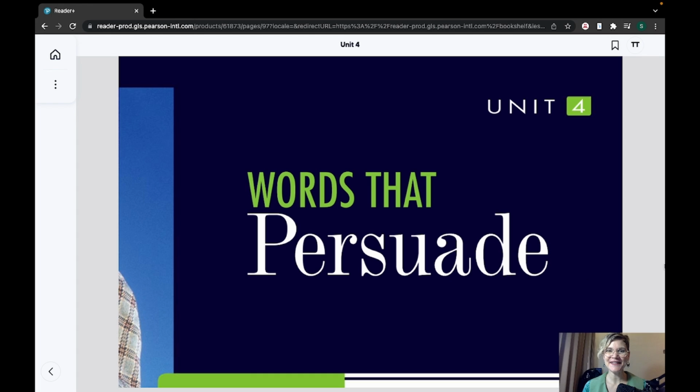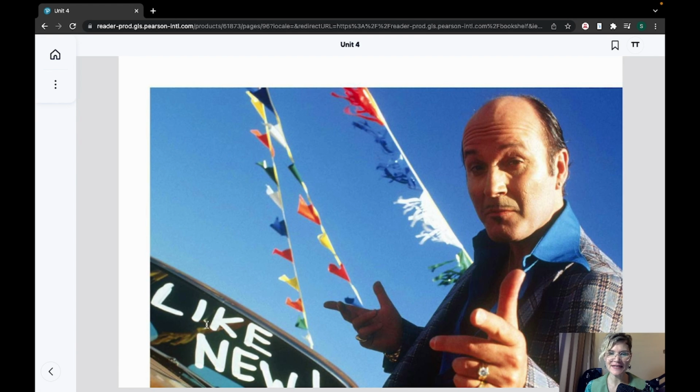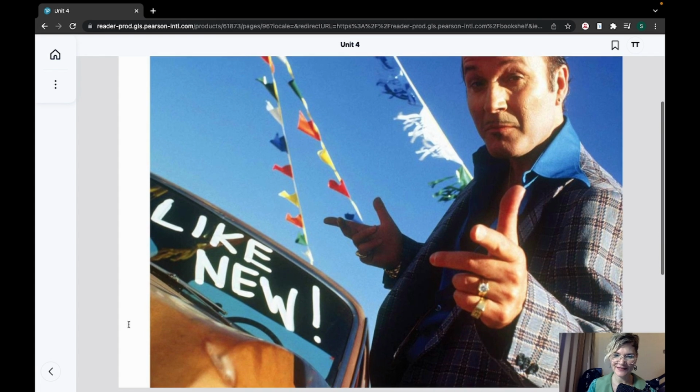Hello, welcome back everybody. We are now going to start with Unit 4, Words That Persuade. I'd like to look at the picture first before we continue. What does that mean, words that persuade? Here we see a man, and what is he doing?